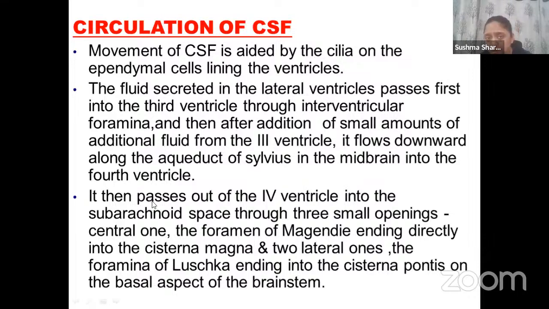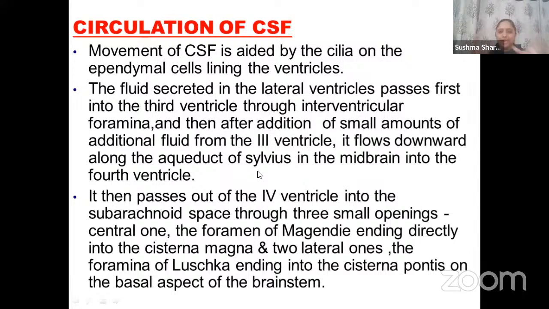How is the circulation of the CSF actually taking place? It is aided by the cilia on the ependymal cells lining the ventricles. The fluid secreted in the lateral ventricles passes first into the third ventricle through the interventricular foramina, and then, with the addition of small amounts of fluid from the third ventricle, it flows downwards along the aqueduct of Sylvius in the midbrain into the fourth ventricle.